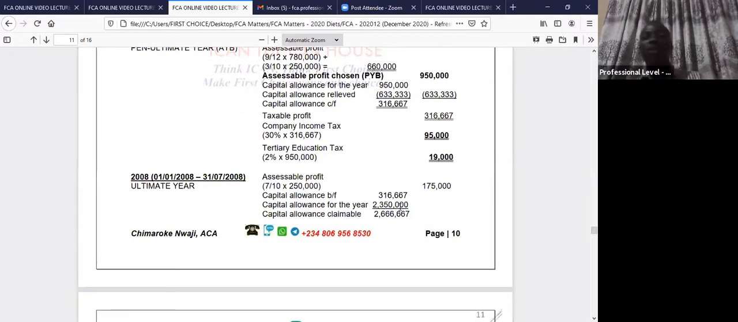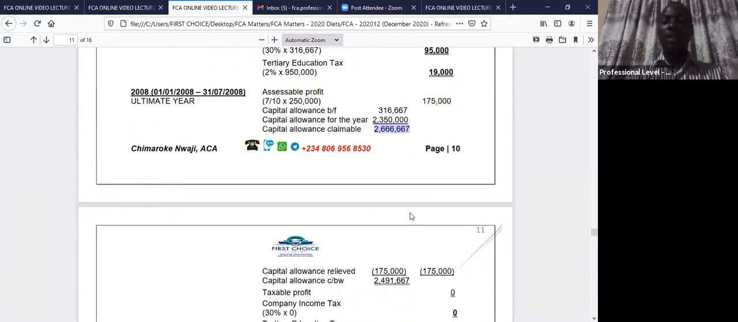The next year is the ultimate year, and we do our profits, actual year basis. You got this. Now, this is your capital allowance. This one here that you take to next year, you are bringing it forward here. Now, this is the balancing allowance that you are supposed to claim after you sold all your assets. When you add them up together, you have this figure. But look at it now. This is the ultimate year.